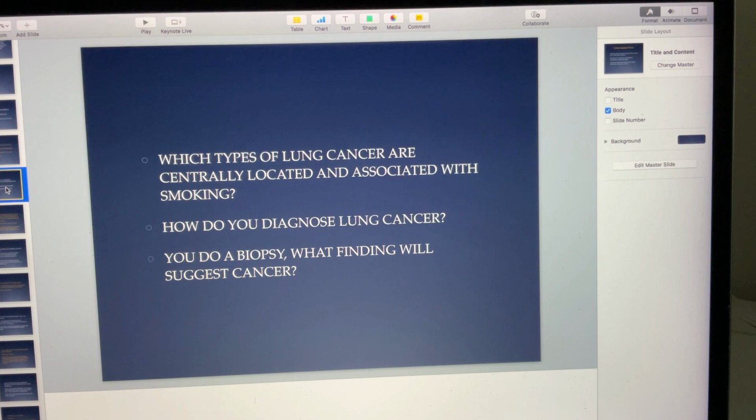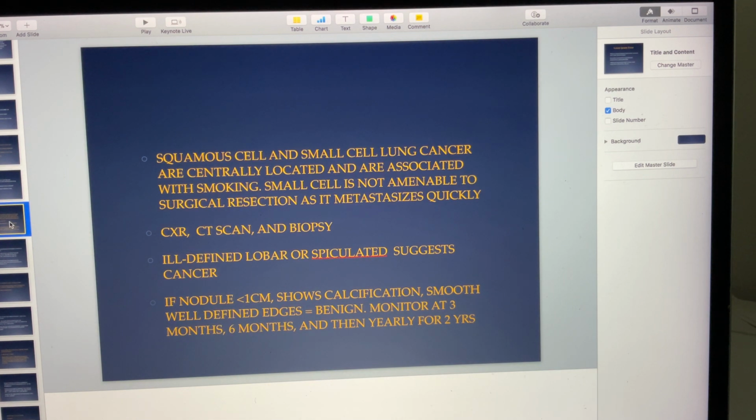Next question, which types of lung cancer are centrally located and associated with smoking? How do you diagnose lung cancer? If you do biopsy, what would you see? All right, squamous cell and small cell lung cancer are centrally located and they are associated with smoking. Small cell is not amenable to surgical resection and it metastasizes very fast.